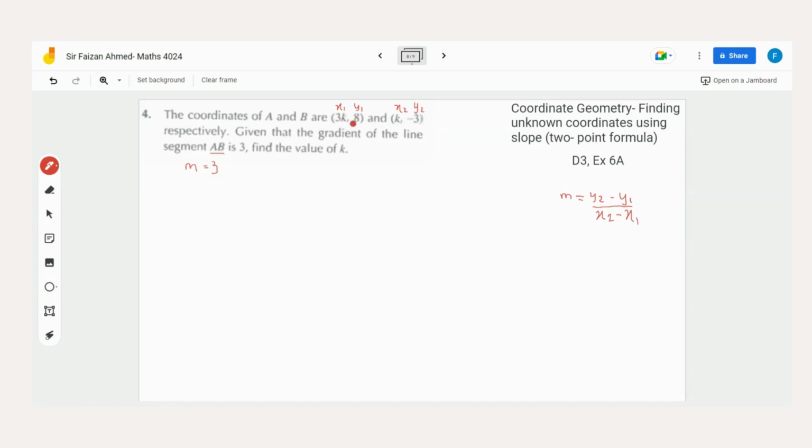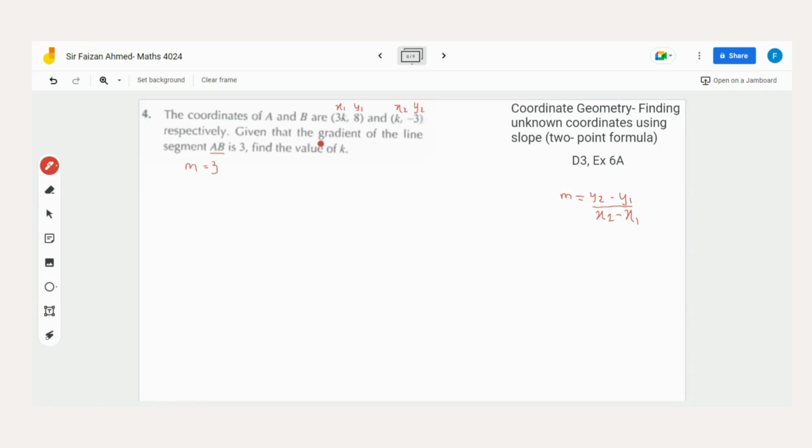Since this is my first point, so I will label this point as x1 and y1. The first value belongs to x, so this is x1. The second value belongs to y, so this is y1. Since this is my second point, so this will become x2 and y2.